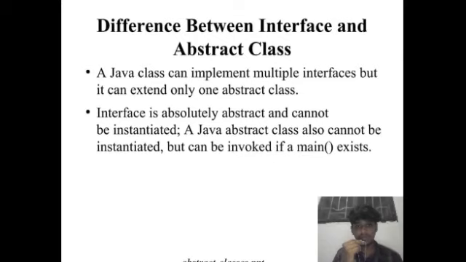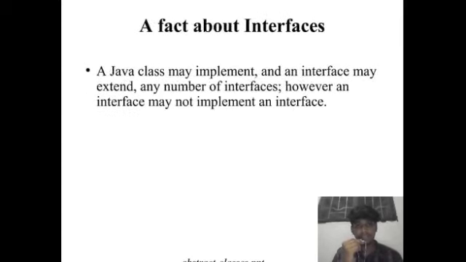An interface is absolutely abstract and cannot be instantiated. A Java abstract class also cannot be instantiated, but can be invoked if a main method exists. A Java class may implement an interface by extending any number of interfaces. However, an interface may not implement an interface.